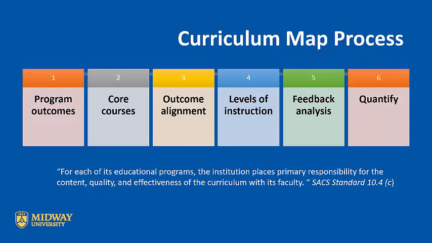So using our mapping instruments, we will go through the following process. We will list the program outcomes. We will list the core courses. We'll analyze the course syllabi to determine alignment between the course and program learning outcomes. We will make professional judgments regarding the levels of instruction in those courses, and then analyze the course syllabi to indicate whether students have had opportunities to demonstrate what has been learned for each program outcome and receive feedback in a formal way. Lastly, we will quantify our process by calculating key quantitative indicators.